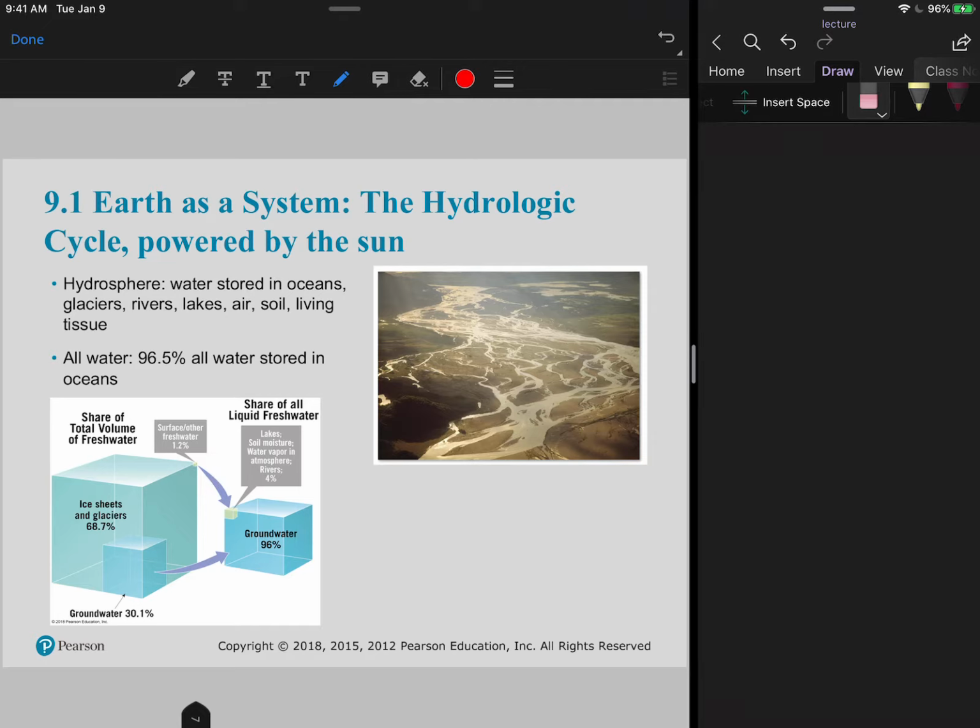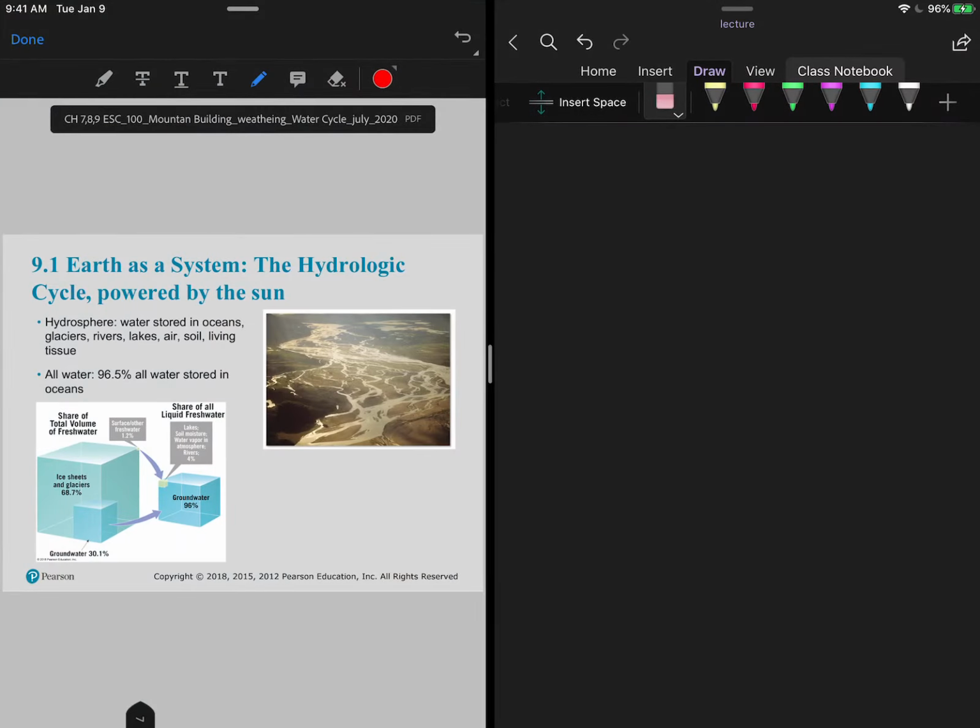So now that we've gone full cycle and learned about how minerals start deep inside the earth and wind up on the surface in the soil, which is where we get the minerals for our food, let's go ahead and move on to chapter 9. Chapter 9 is going to be the water cycle.